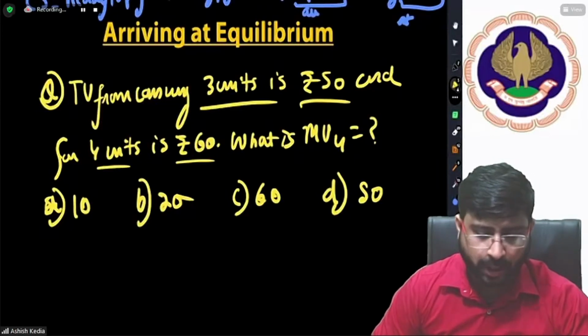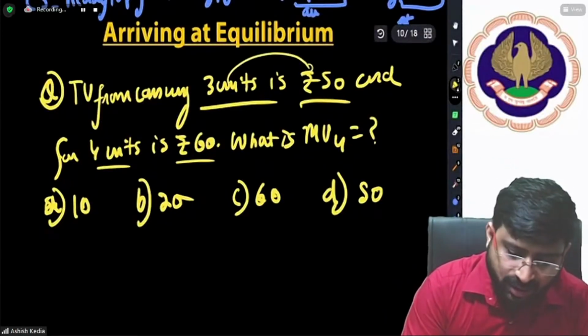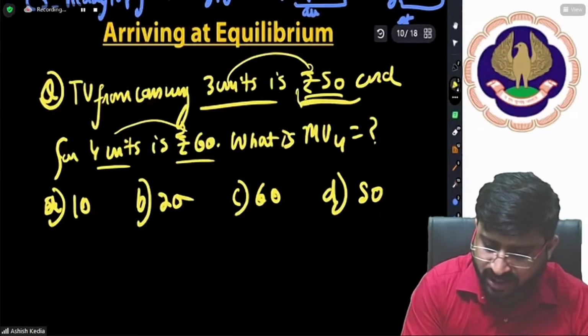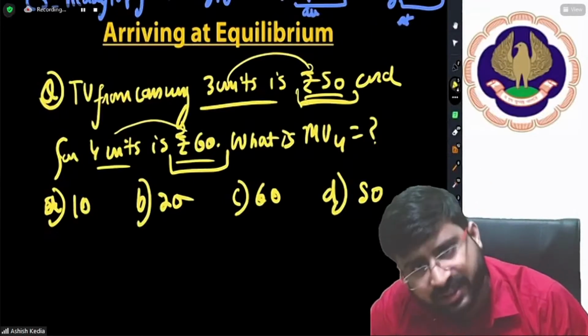Okay, so you all are correct. From 3 units is 50 and 4 units is 60. So the change is from 50 to 60. That is, it has increased by how much? It is increased by 10.